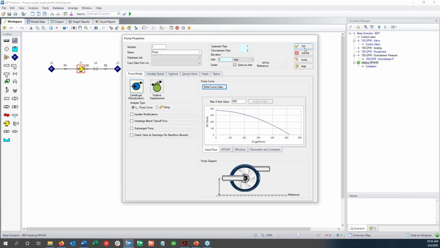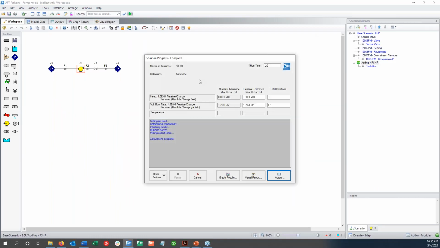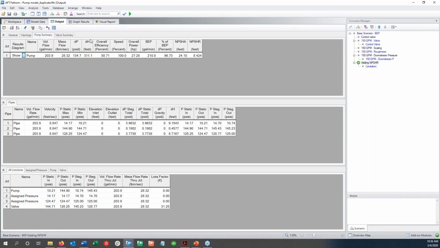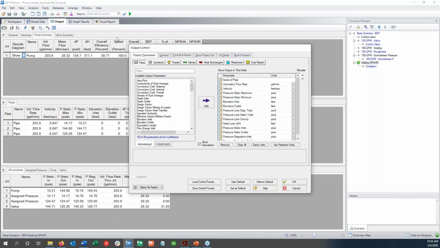So we have our NPSH in, we run our model, we can go to our pump summary, and we can see that our NPSHA is greater than our NPSHR, and we're not cavitating, which is great. Some other things that we could consider in this pump summary comes back to that idea of safety margin. It's not really responsible to run your NPSHA equal to your NPSHR, especially if you're making assumptions about friction or any of those other assumptions that we made when we were looking at pump operation.